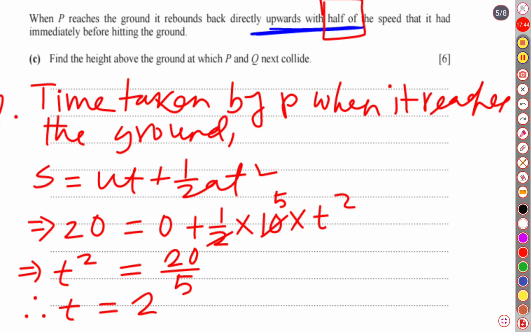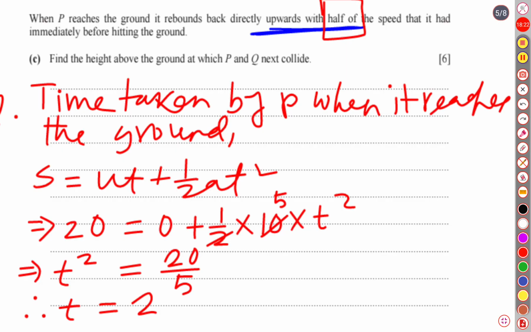This is the second step. We should not deviate from our fundamental concept, that we are trying to find the time when they collided, and the displacement, I mean height from the ground, because they collided with each other at the same height from the ground as well as at the same moment. So little by little we are finding the time. First, the time taken by P when it reaches the ground: P took 2 seconds to reach the ground. Now we will find the distance traveled by P after rebounding back.